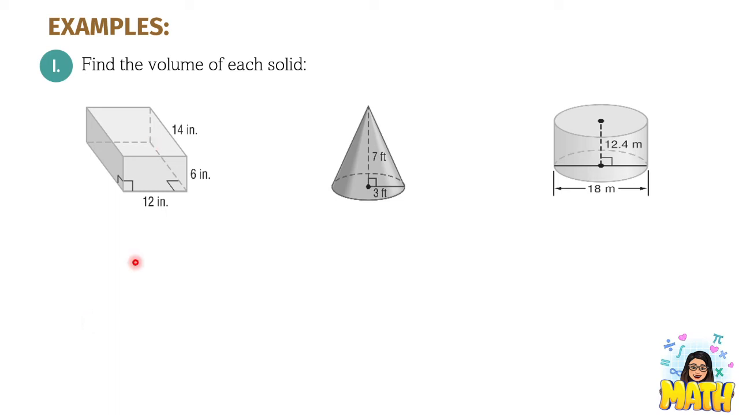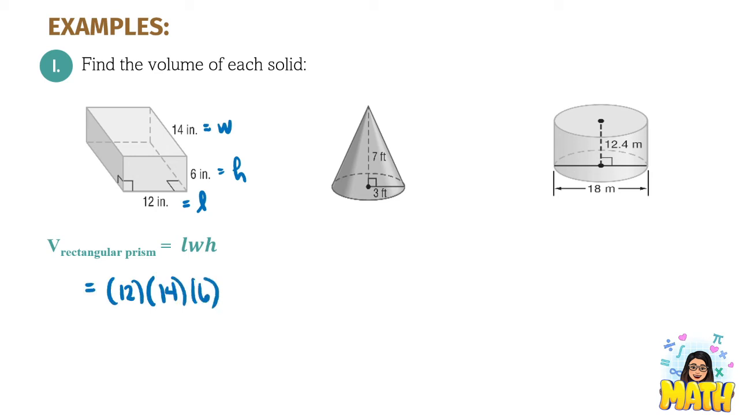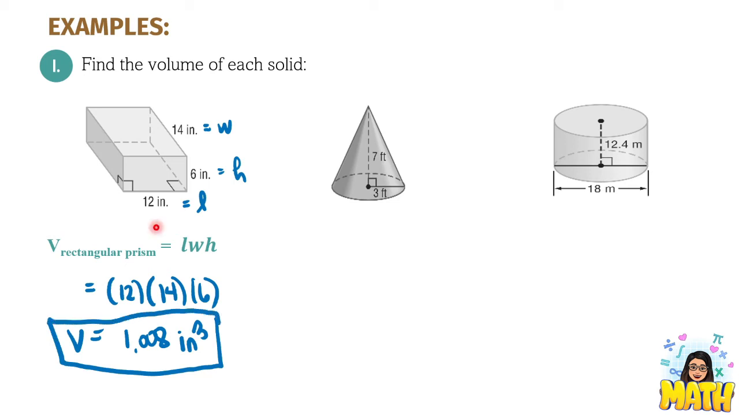For the first one, we have a rectangular prism, in which we can see here that we simply need to multiply all of its dimension. 12 times 14 times 6, and that will give us 1008. And let's not forget the unit of measurement, which is cubic units. Therefore, the volume of this rectangular prism is equal to 1008 cubic inches.